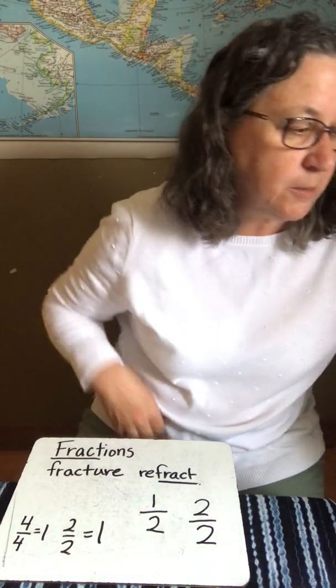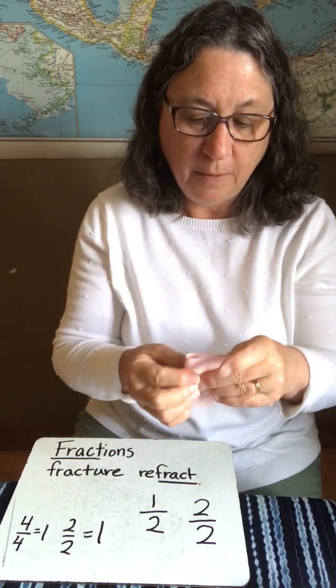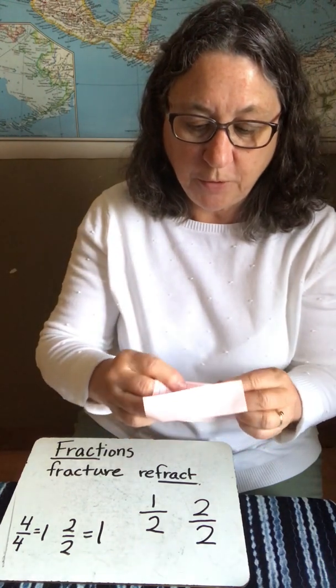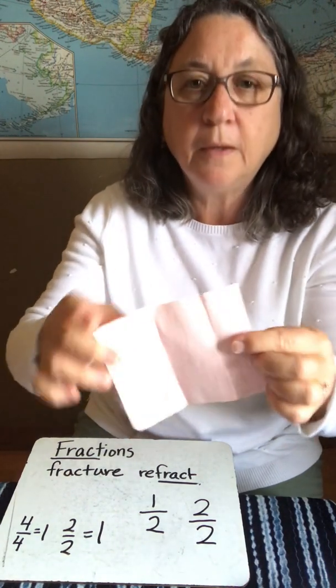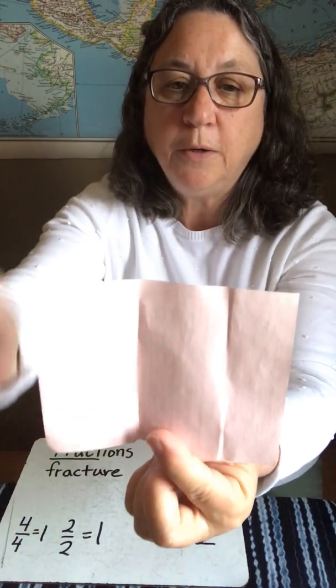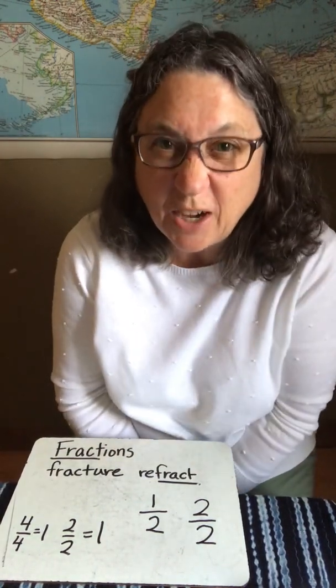If you folded a piece of paper like this, and you got 3 parts, just make sure you can see where the folds are. See, I have 3 parts, but that is not folded into 3 equal parts. This part is much bigger than this part. So I would have to throw that away because I did not succeed.